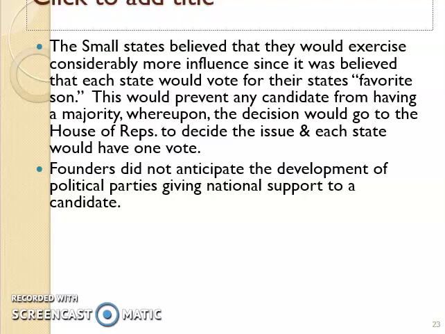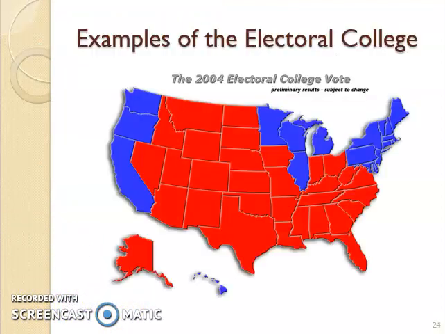So this was acceptable to them. In those days, they believed that each state would vote for their own favorite political son, their own favorite politician, because of the development of political parties. That didn't happen. The Electoral College vote has been thrown into the House of Representatives 3 times throughout our history. It hasn't happened lately, but there it is. That's how it works. Now, let me give you an example of the Electoral College.